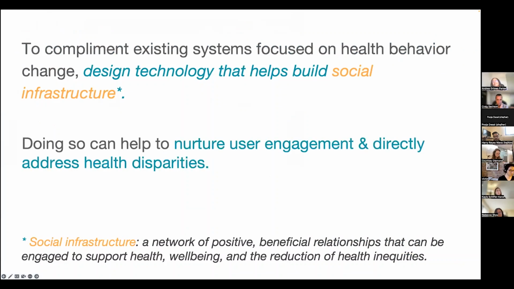And so our systematic review highlighted a research gap. There is a need for more work exploring how technology can not only help people develop healthy behaviors, but also help them build the social infrastructure that can help support those behaviors. And I define social infrastructure as a network of positive, beneficial relationships that can be engaged to support health, well-being, and the reduction of health inequalities. I argue that creating systems that build social infrastructure can nurture user engagement and directly address health disparities.